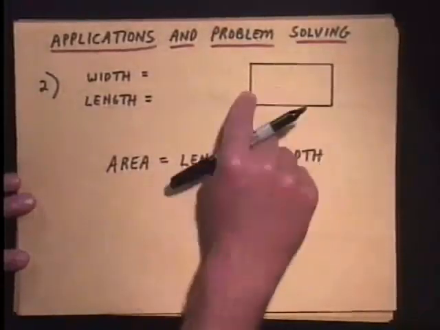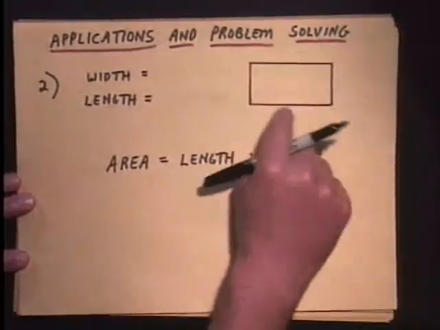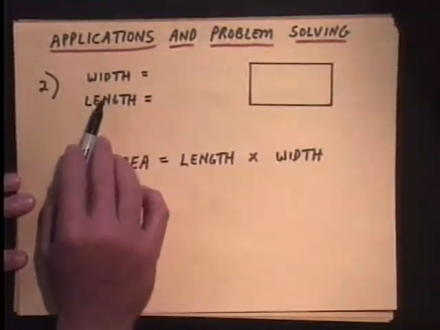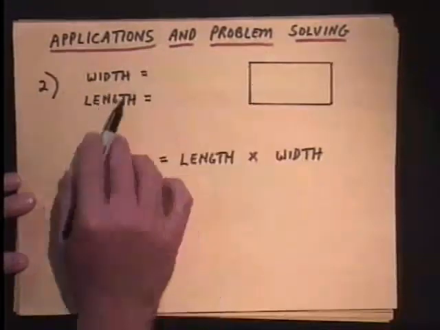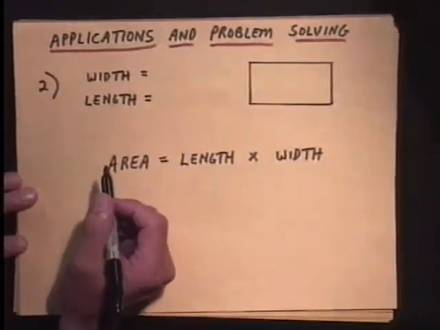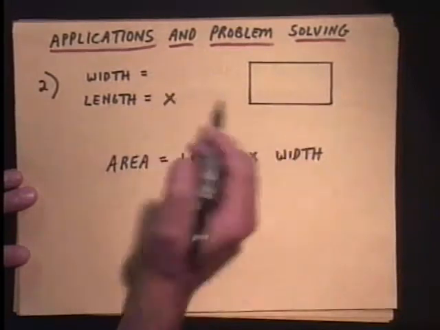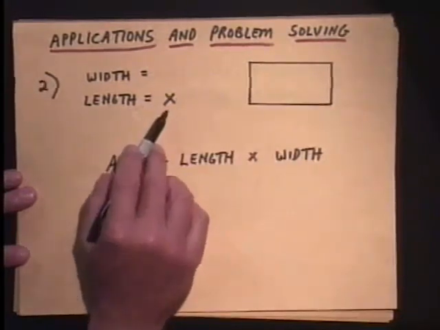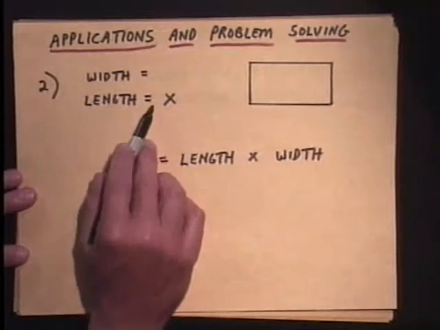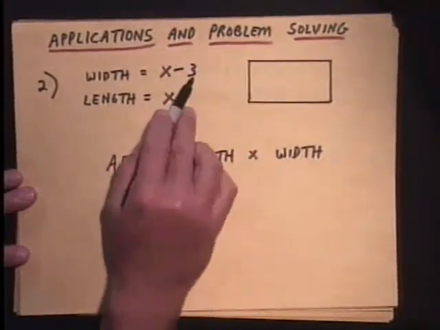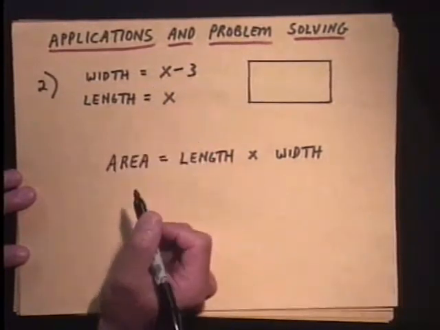And I always like to draw a rectangle when I do a problem involving rectangles, and they usually compare lengths and widths to these things. Some way or another, they're going to tie these together. Now, in this case, it says the width is 3 feet less than the length. So I'm going to let x be the length. And if the width is 3 feet less than that, remember, with the word less, whatever comes first is written last. 3 feet less than x would be x minus 3.